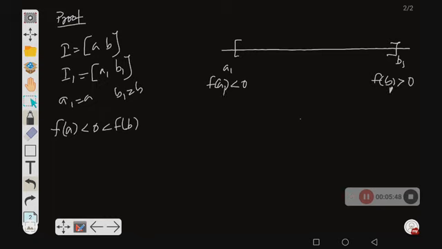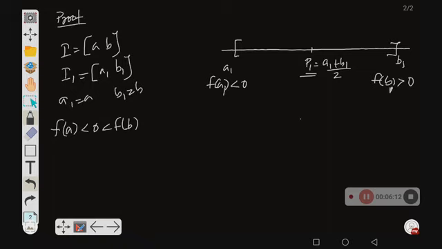f of a1 is less than 0 and f of b1 is greater than 0. Surely this is a closed and bounded interval. We can find the midpoint, and name it p1, as p1 equals (a1 plus b1) by 2. It is the midpoint of the interval. Okay, so we are trying to find what f of p1 is.